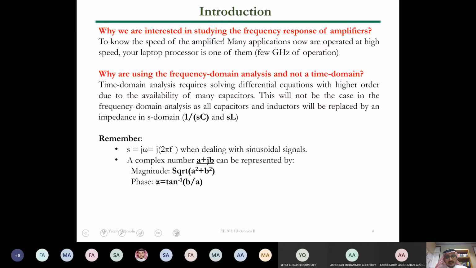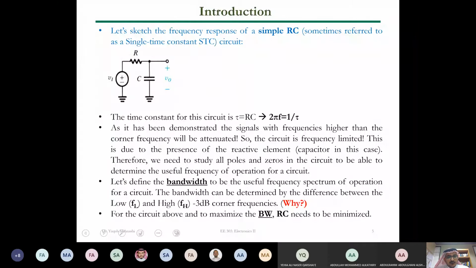Let me remind you that when we deal with S, we are dealing with S as sinusoidal signals. So we'll deal with it as J omega. It's not J omega plus a constant, or plus A, which is the real part. So we are dealing with it as J omega, okay?